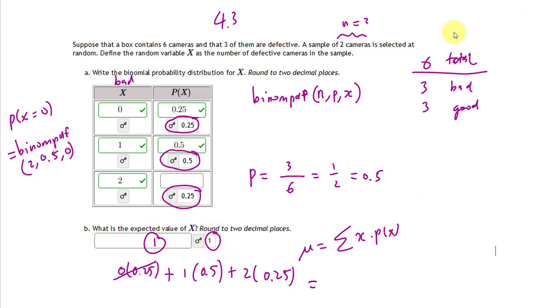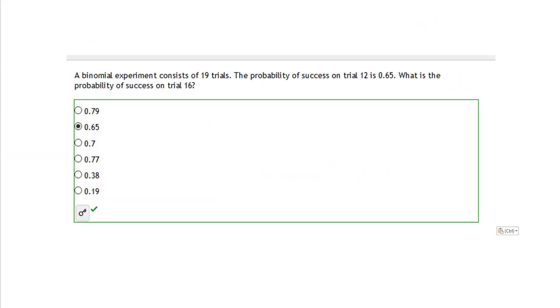And this is the question from section 4.3. Let's do another question about 4.3. A binomial experiment. Again, binomial means you will have 2 outcomes, success or failure, right? Or you can think of this as a good one and this as a bad one.